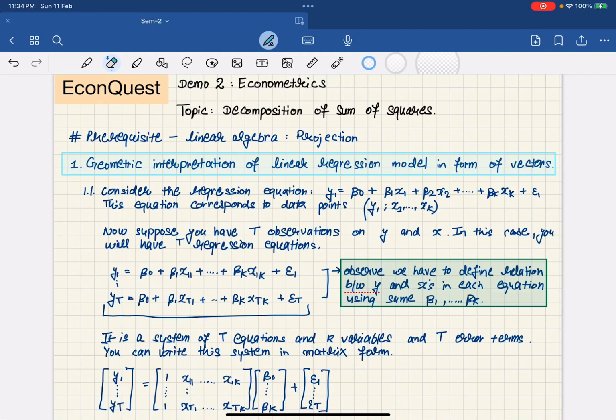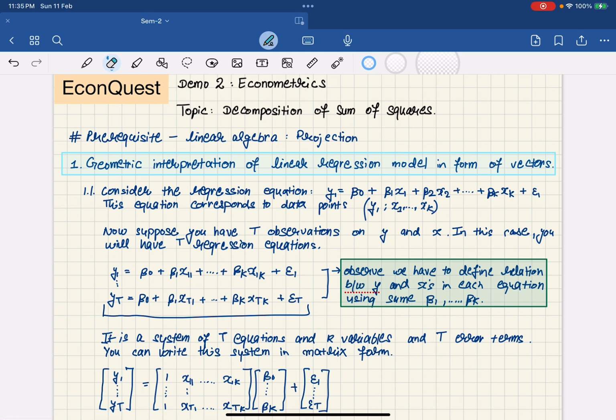This is demo 2 of econometrics. Today's topic is simple linear regression and decomposition of sum of squares. In this demo, we are going to look at the simple linear regression model in matrix form, and we will use the concept of projection matrices.